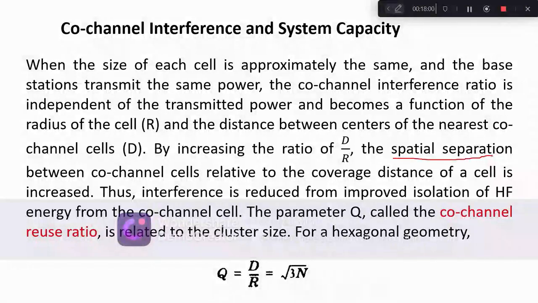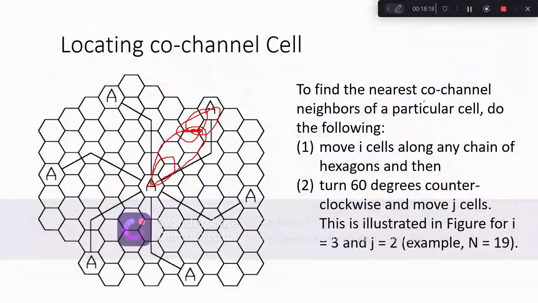So if R is the radius of the cell and D is the distance between the centers of the nearest co-channel cells, I'll go here again and use some other A. This is R, which is the radius of this cell, and from the center to this is D. So this distance is D and R is the radius of a cell.